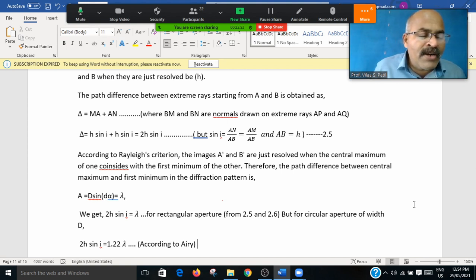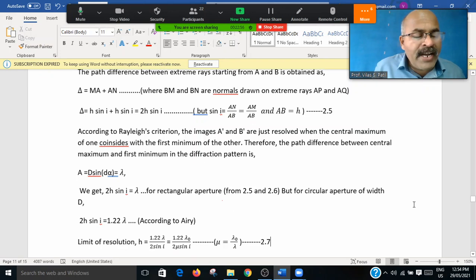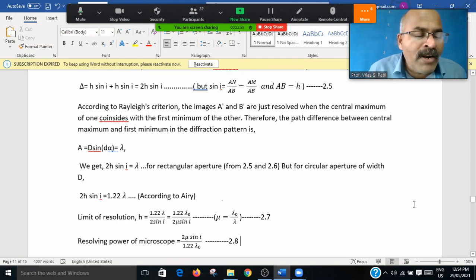So equate both sides: 2h sin I is equal to 1.22 lambda, according to the Airy formula. Then the limit of resolution h is equal to 1.22 lambda divided by 2 sin I.